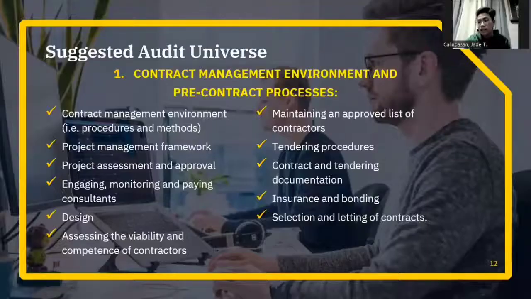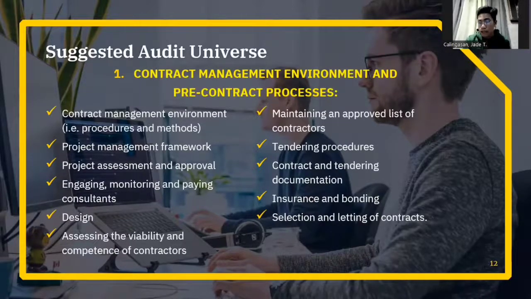So I will discuss the suggested audit universe structure, which is divided into 3 distinct areas. But take note that not all the activities listed will apply in every organization. Let's define first what is contract management. Contract management is the process of managing contract creation, execution, and analysis to maximize operational and financial performance at an organization, all while reducing the financial risk.